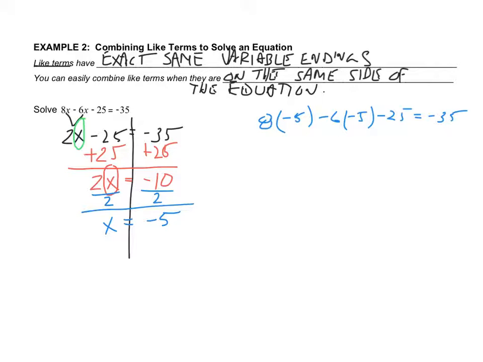So remember, when I have all numbers and operations with no variables, I'm using my regular GEMDAS. Because of that, the first thing that I'm going to do is take care of these multiplications. So 8 times negative 5 is negative 40. Negative 6, think of that as a negative 6, not minus. Think of it as negative 6 times negative 5. I get a positive 30. And then minus 25.